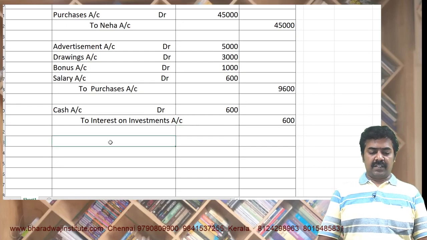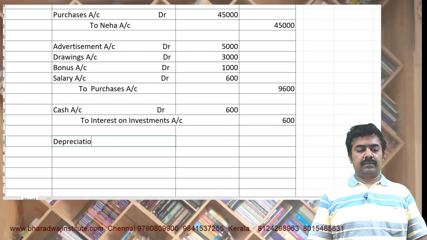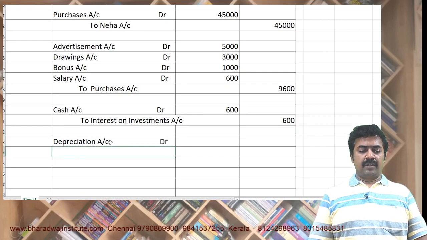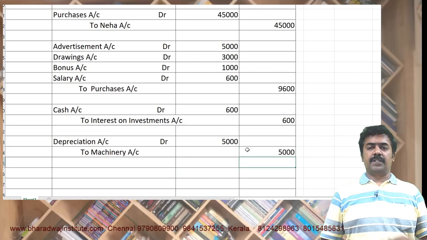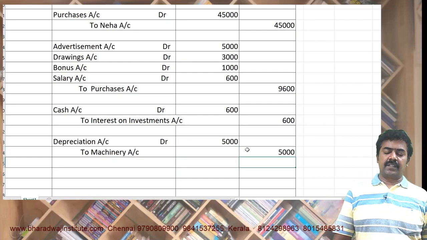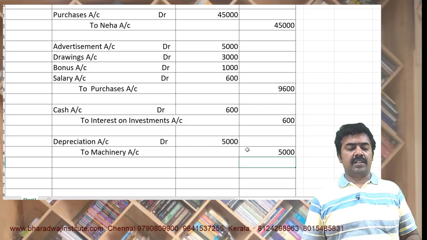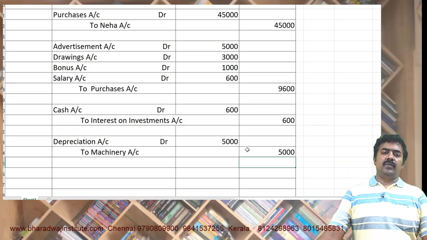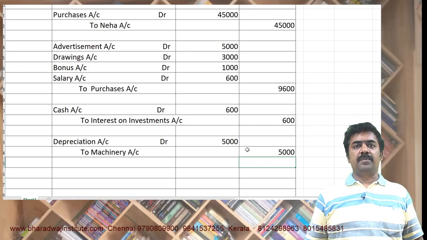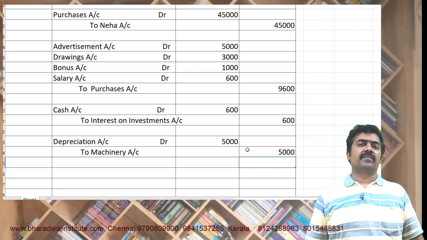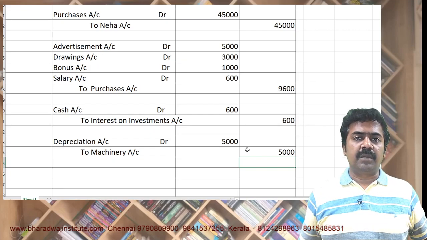Then depreciation on asset, debit the expenses. Depreciation account debit to machinery account, 5,000. Debit all expenses and losses, credit the asset. So we have seen some of the journal entries. One lengthy problem with solution was included in the material. Then we have done around 3 problems.